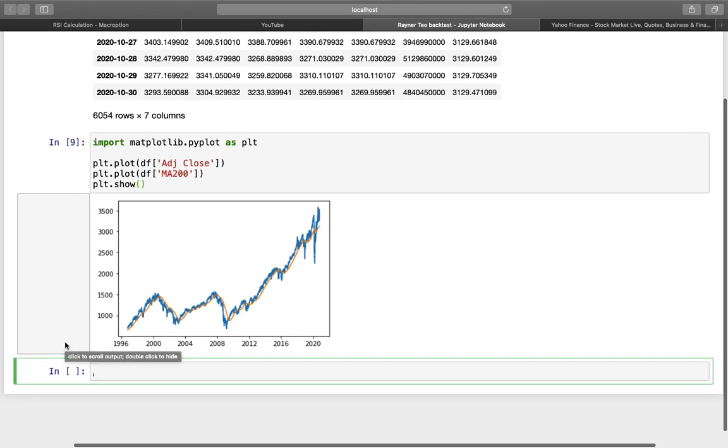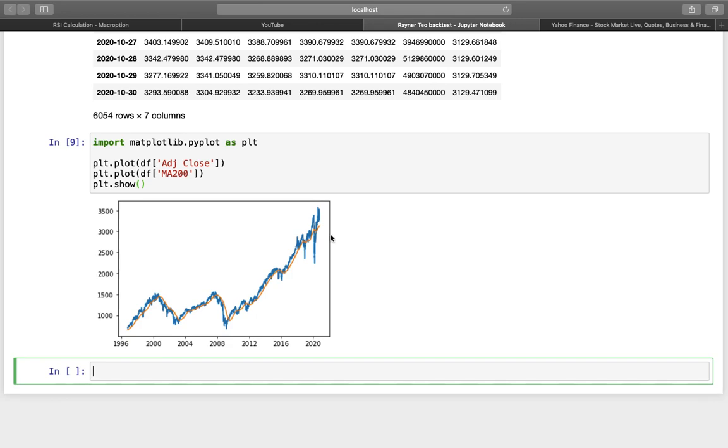And now you can pretty nicely see when the strategy's first condition, so the adjusted close price is above the moving average of the last 200 days, is fulfilled. That is the case if this blue line here is above the orange line. Okay, but again, this is only the first condition.